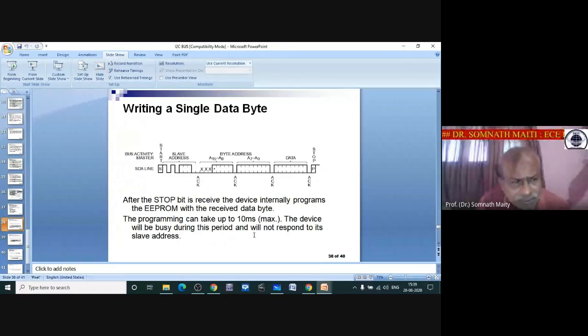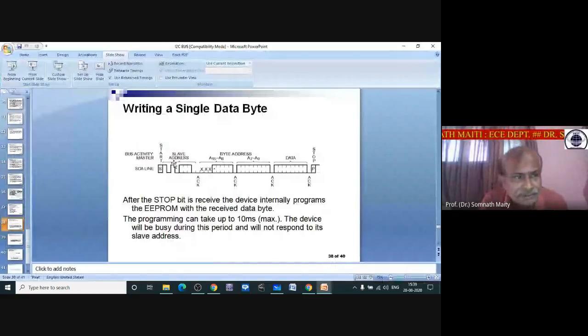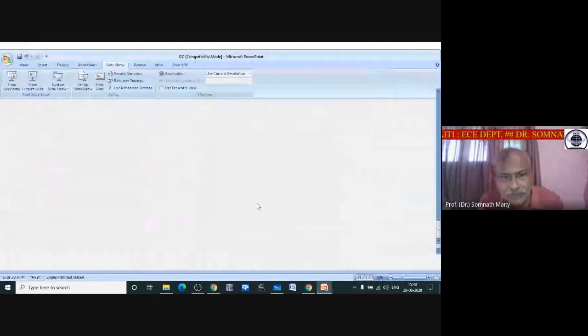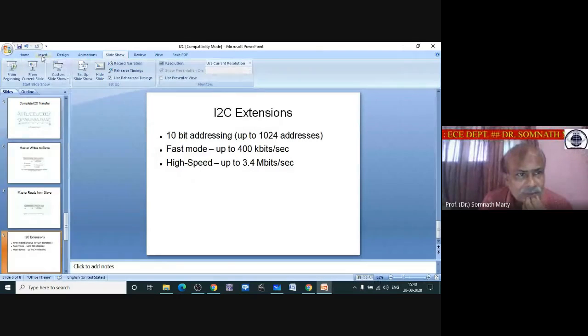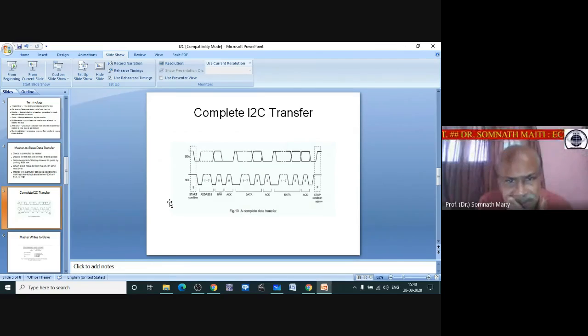This is all about the I2C bus. These are other important facts. Complete I2C: read, write, acknowledgement. I have shown you data acknowledgement. This is the I2C transfer.